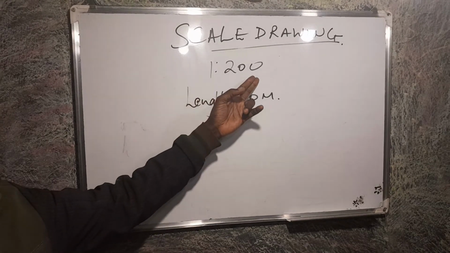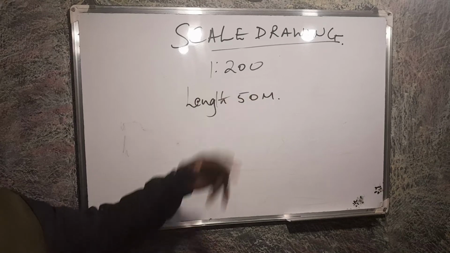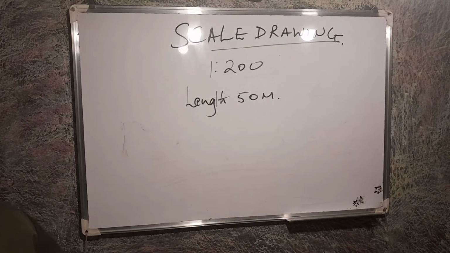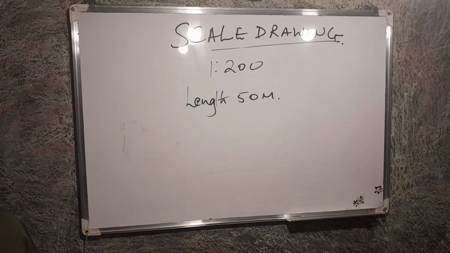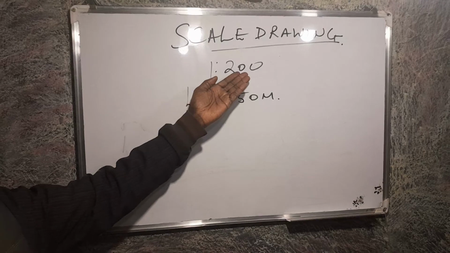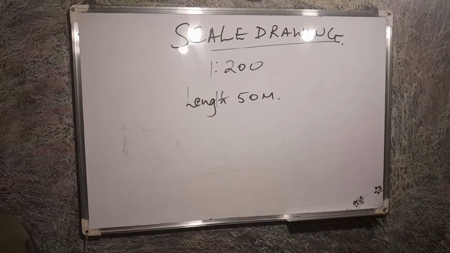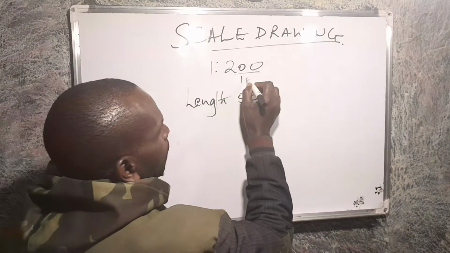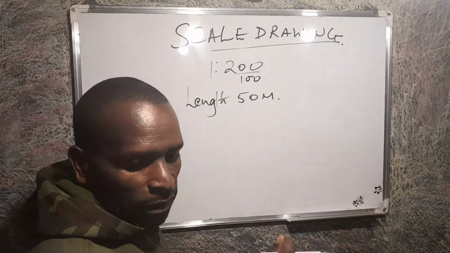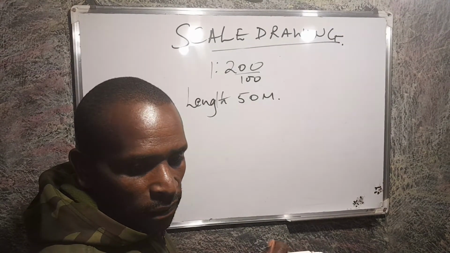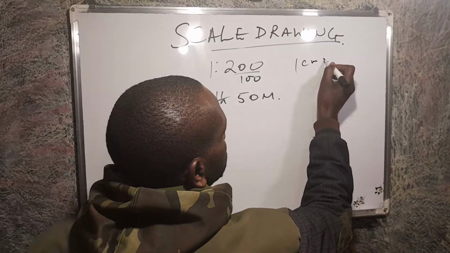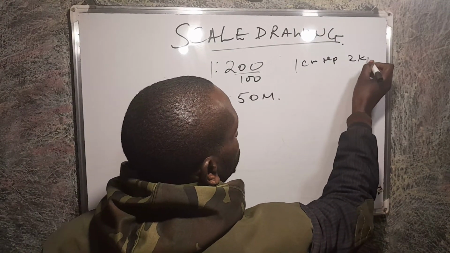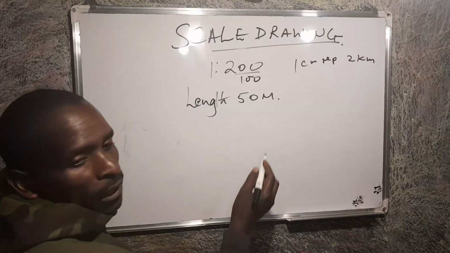1 centimeter represents 200 centimeters. Why can't you change that one to meters? How many meters are in 200 centimeters? So you divide by 100. I think you are getting confused. So in other words, 1 centimeter will represent 2 meters.